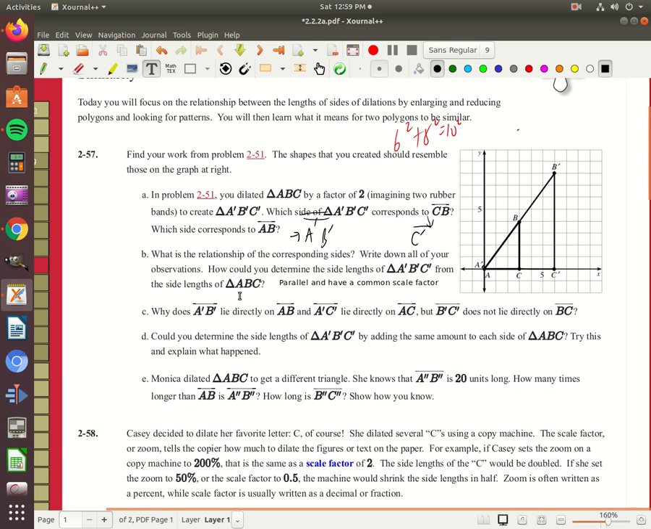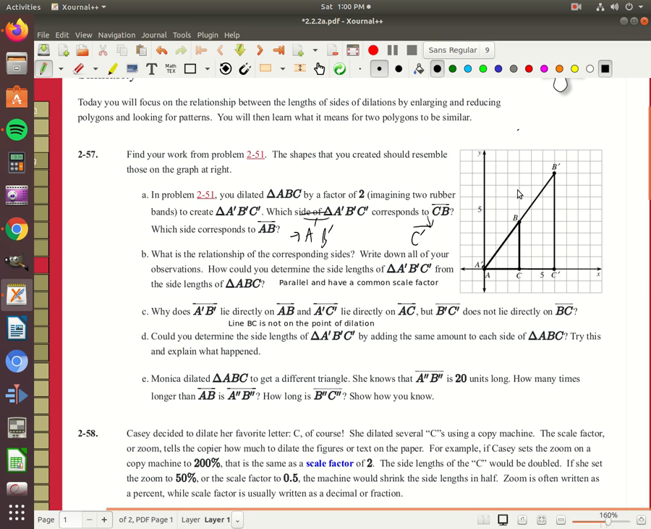So I could say, again, line BC is not on the point of dilation. Sorry, I got a little lost in my thoughts there. So could you determine the side lengths of A prime, B prime, C prime by adding the same amount to each side? No, I would say you definitely couldn't. So here's what they're saying on that.